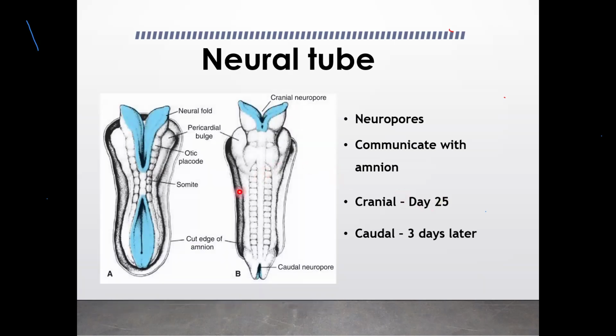You can appreciate these are longitudinal cross-sections, showing us, first of all, the neural folds. The neural folds are fusing. And at this point you can appreciate the neural folds are fusing, and here you have the caudal neuropore and the cranial neuropore shown very well. These neuropores will communicate with one another.